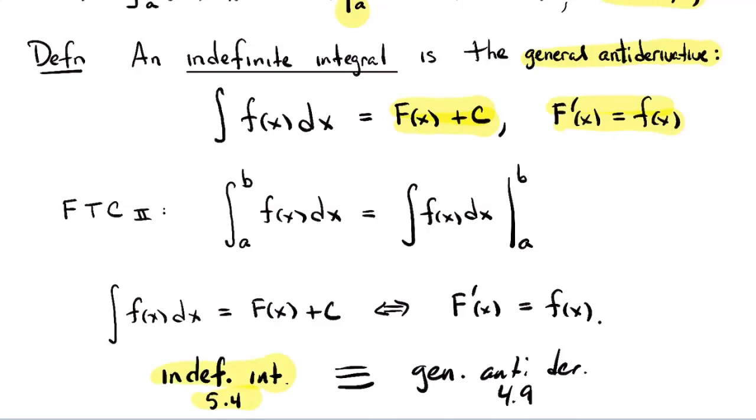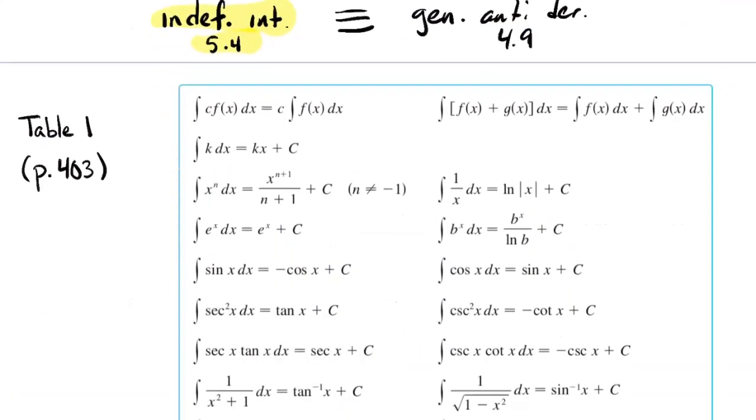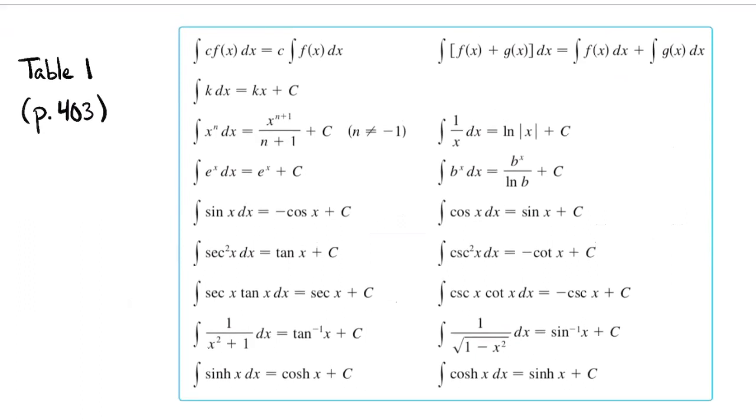If you evaluate an indefinite integral at endpoints, you get the numerical value of the definite integral. That's what the fundamental theorem of calculus says. Cool. So let's look at some of these things that we know. Here is the promised table from page 403. It's in section 5.4. So looking at some of these things, let me just randomly pick one. Let's look at this line together.